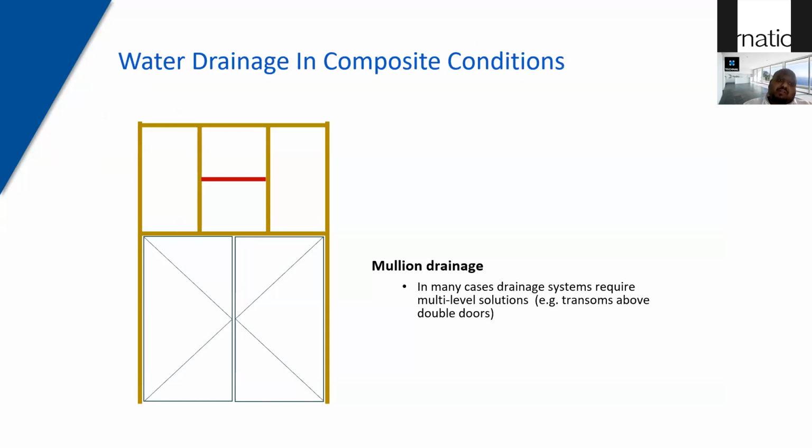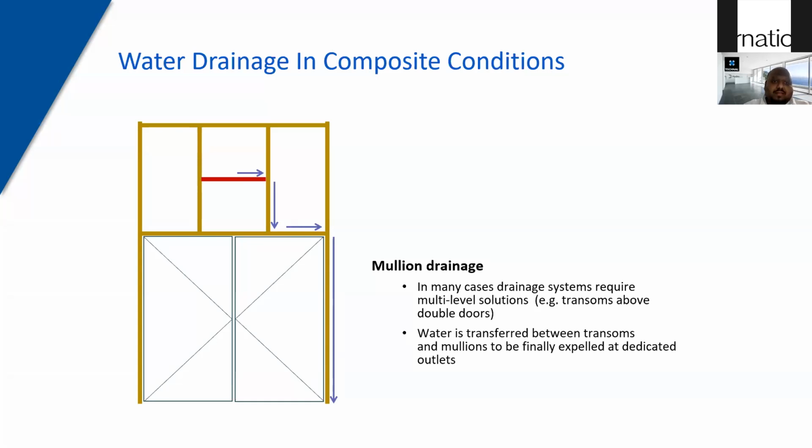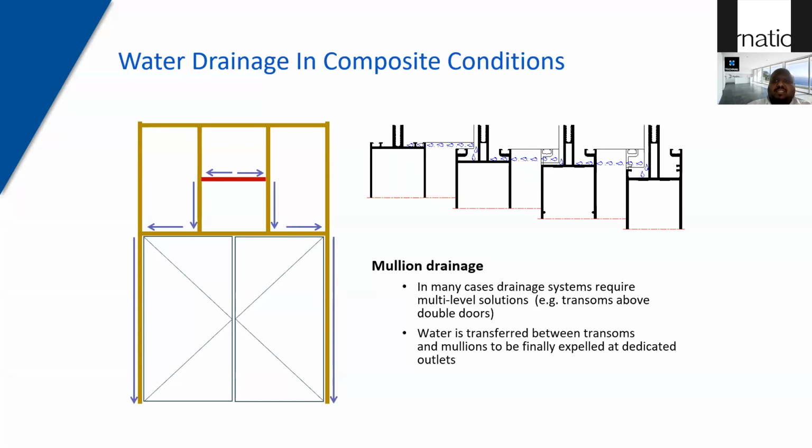So the same field drainage can be applied when you have a composite condition. So imagine you have a curtain wall and then it is interfacing with the door. You can use the same principle where the water is then drained across the mullion and to the transom and through the wider area of the door or the curtain wall profile. So water is transferred between transoms and mullions to be finally expelled at dedicated outlets. So this is a quick example of how it happens in plan, where we explain how the water moves from transom and mullions and then finally expelled outside.